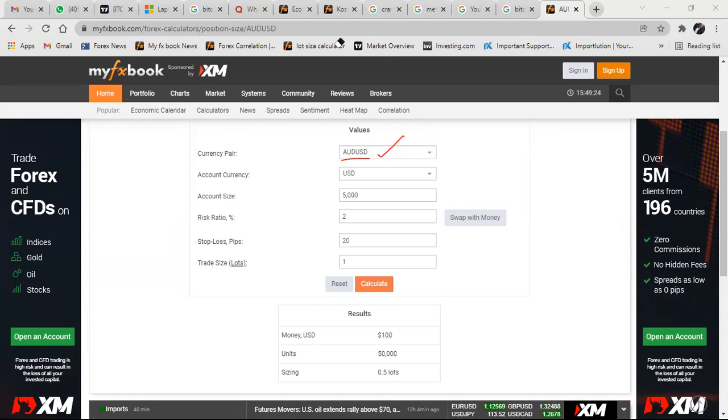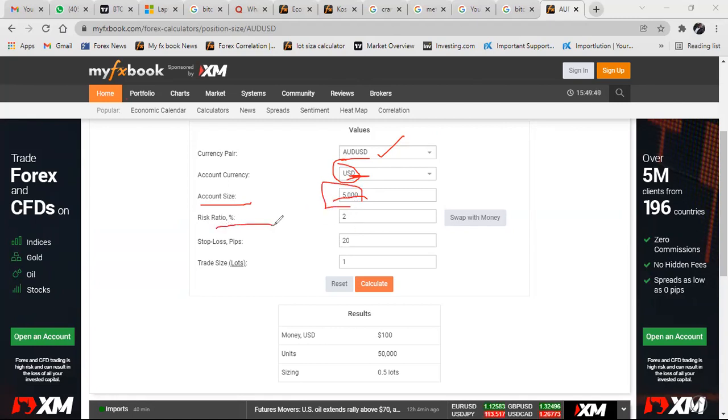And then what is your account currency type? If it is AUD, you just click Australian dollar. If it is NZD, you just click New Zealand dollar here. Most of the people use USD, so you just use USD. What is your account size? So you input the actual balance in a trade for you to find the correct lot size.